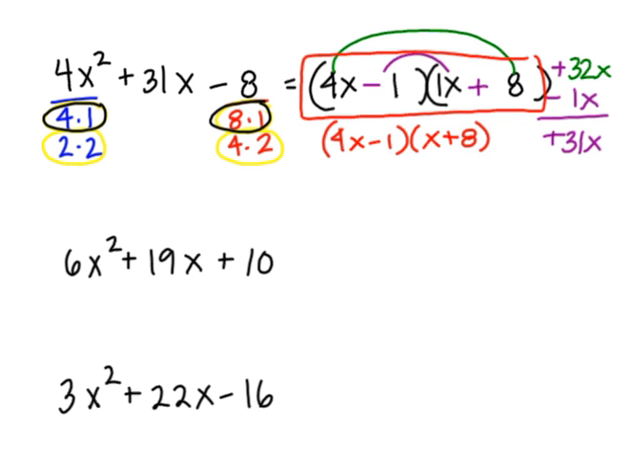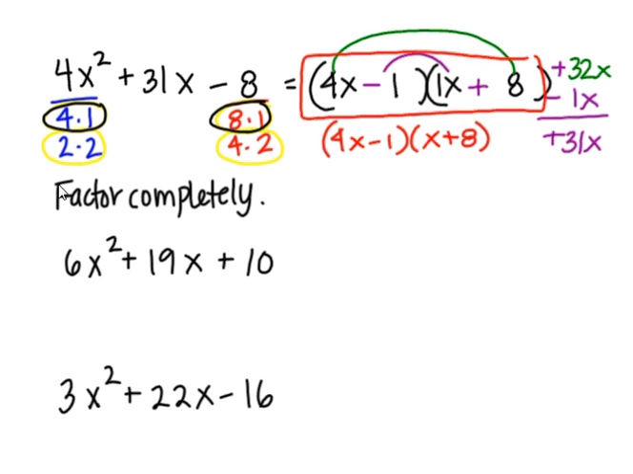Hey, in this video, we're picking up where we left off from the first video, and we are still in section 6.3. I'm asking you here to factor completely. The problem 4x squared plus 31x minus 8, we worked in a previous video. So we're starting with 6x squared plus 19x plus 10.